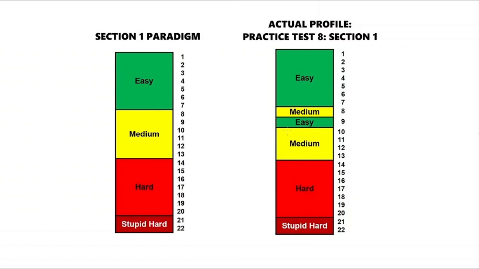The actual Section 1 on SAT Practice Test 8 is pretty true to the ETS blueprint. First 7 questions are easy. Basically, they're one-step math. Number 8 is medium. Number 9 is a gift. It's super easy. I don't know what it's doing there. Then you're going to see some medium questions. And then the hard questions kick in on number 14. And in fact, the last 2 questions are stupid hard.